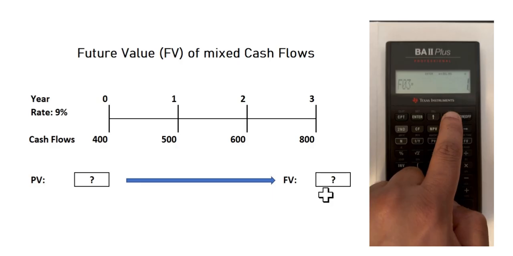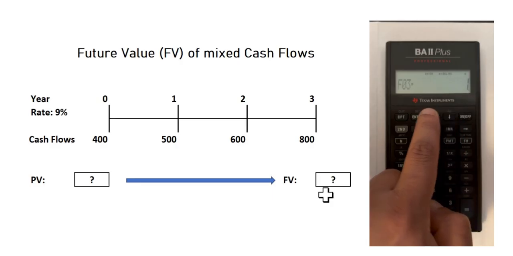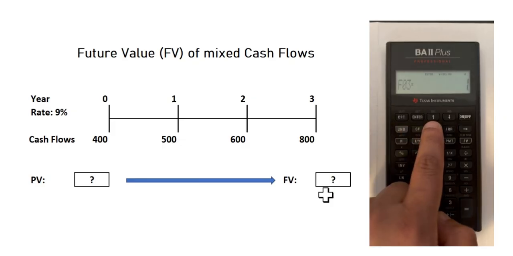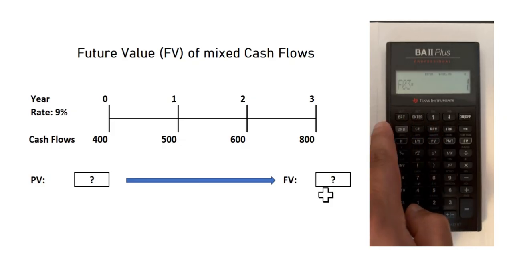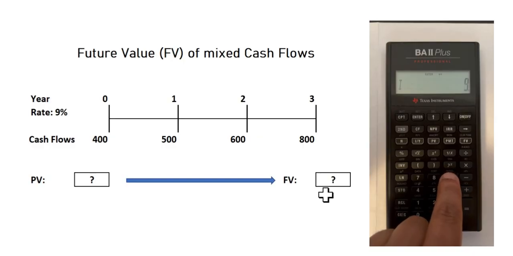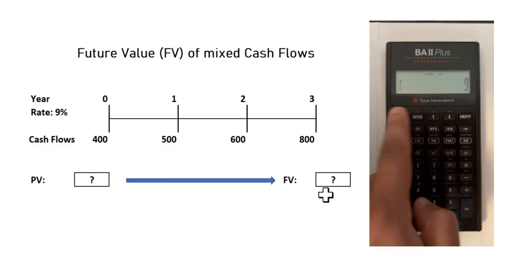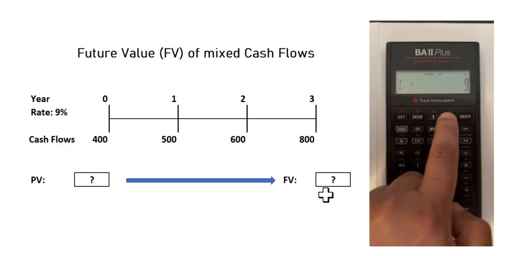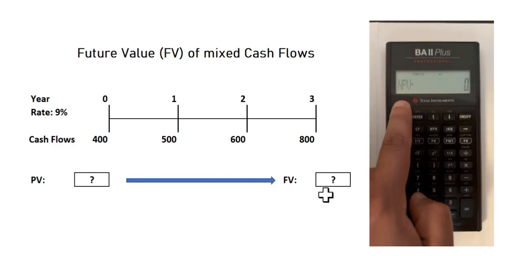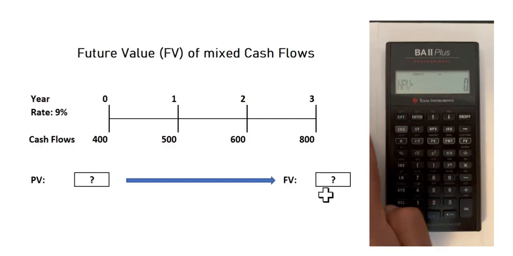So, what we want to do is calculate the net present value of all these cash flows, and to do that we press the NPV button. It is asking for an interest rate, so we put in 9, 9 being the interest rate. We then press enter and the down arrow, and it is saying NPV is 0, which is not the answer. So, let's press the compute button.